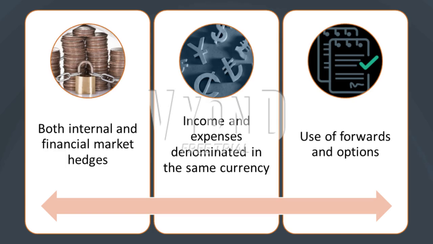Second, because the group's net income is in US dollars, financing decisions are also made in US dollars and hence its loans are also in US dollars. The group's financial market hedges mainly involve the use of forwards and options. For future investments in currencies other than the US dollars, both forwards and foreign exchange options are used.